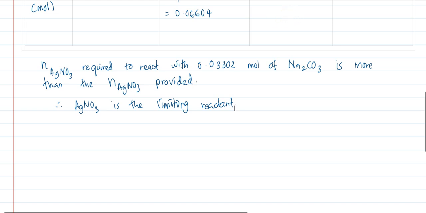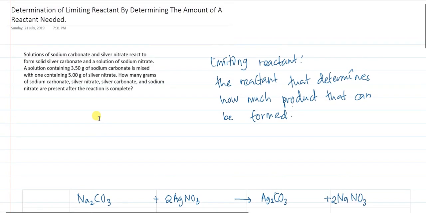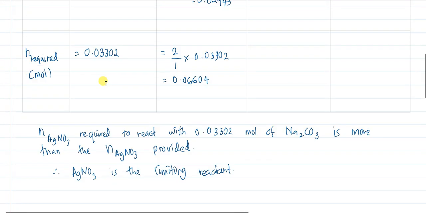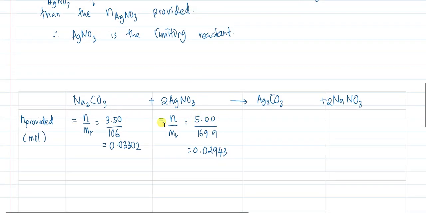Okay. All right. Now that we have determined the silver nitrate as the limiting reactant, what we need to do is determine how many grams of sodium carbonate, silver nitrate, silver carbonate, and sodium nitrate are present after the reaction is complete. So let's have a look. So now I have copied down the table again.